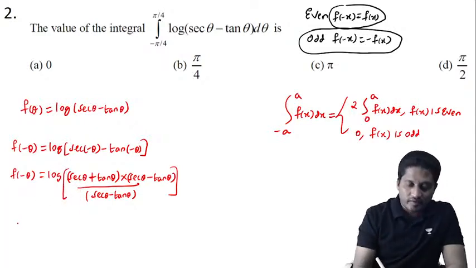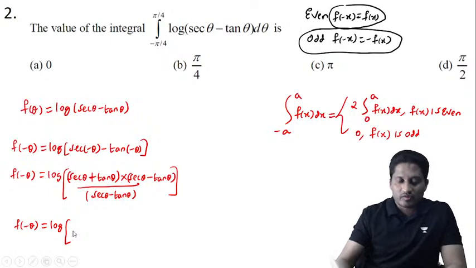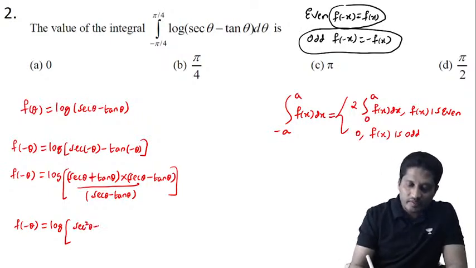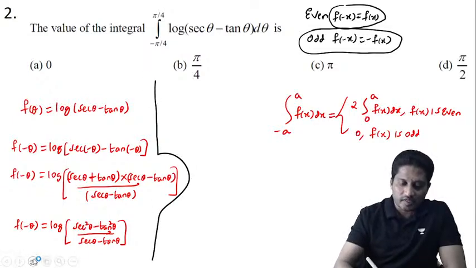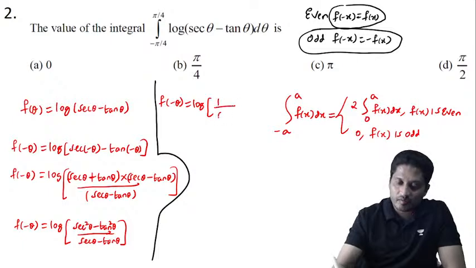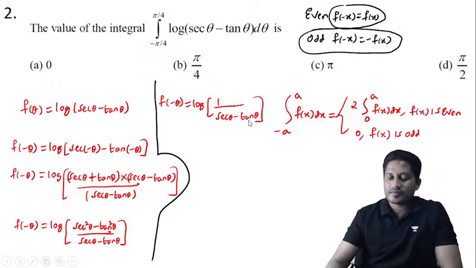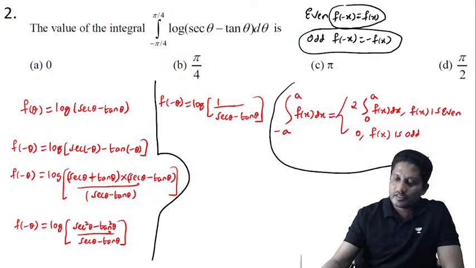Okay, now f of minus theta will be equal to log of, in the numerator, sec plus tan into sec minus tan, which is sec square minus tan square. And the denominator will be sec theta minus tan theta. In the numerator, sec square theta minus tan square theta is 1, right? So f of minus theta is equal to log to the base e of 1 in the numerator, and in the denominator you get sec theta minus tan theta, d theta. Right, this is a property. I'll keep it separate.